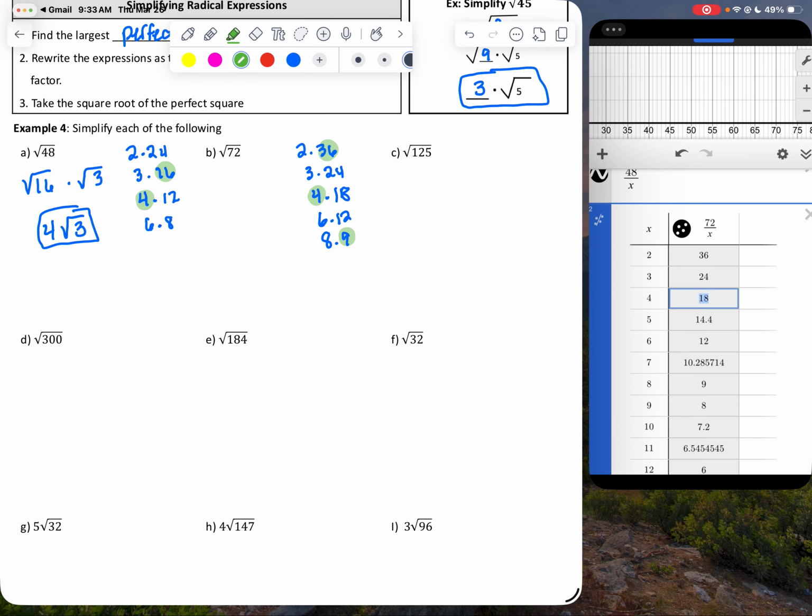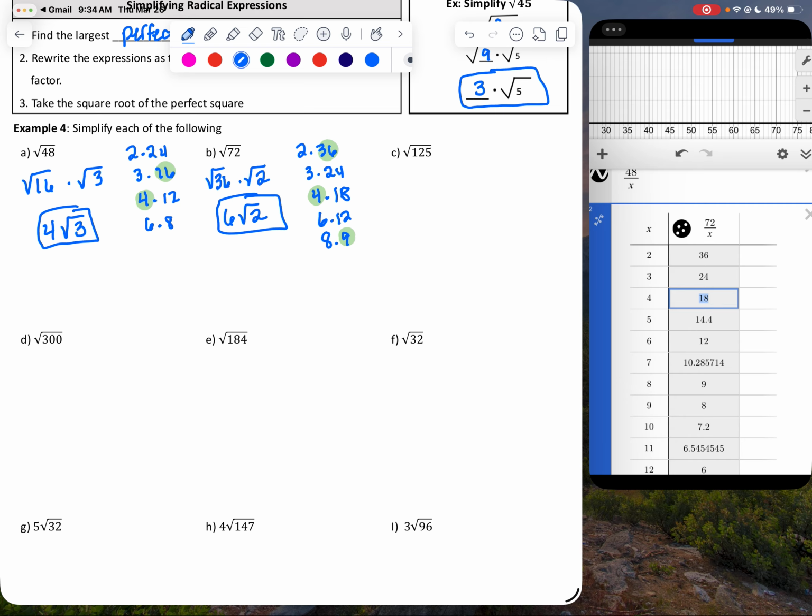Now, of those perfect squares, you want the largest one. So I'm going to take square root 36 times square root 2. So I'll rewrite square root 72 as square root 36 times square root 2. And that would leave me 6 square root 2.